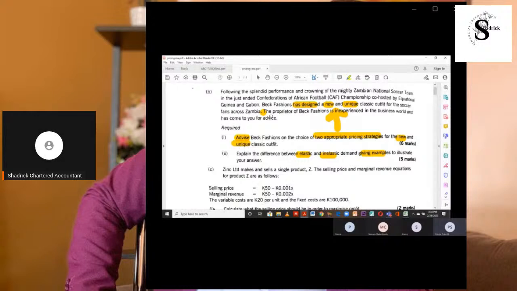But because it's 6 marks, we can talk about skimming, we can talk about penetration, and full cost plus pricing, because for 6 marks they can't just give you for the technique of skimming alone. No. And then we have seen that full stop. Okay. So the business has come to you for advice.